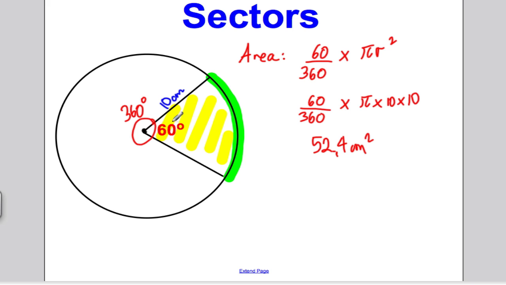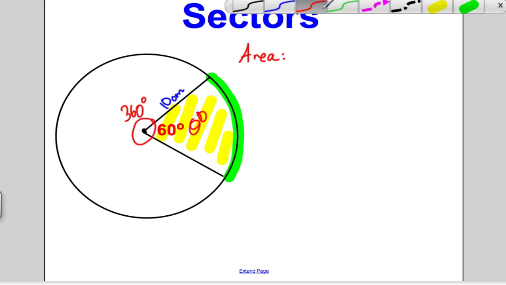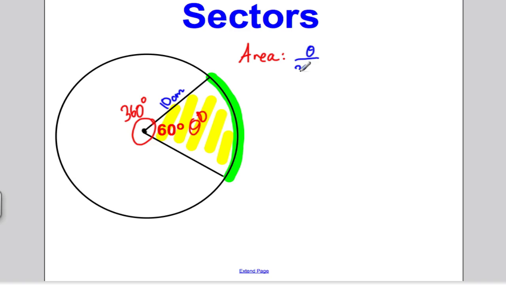In general, if that wasn't 60, if it was some angle theta degrees, I'm just going to rub this out now to make a general formula. The general formula of the area is how much angle you've got, theta, over 360 multiplied by pi r squared. And that is your formula for the area of a sector.